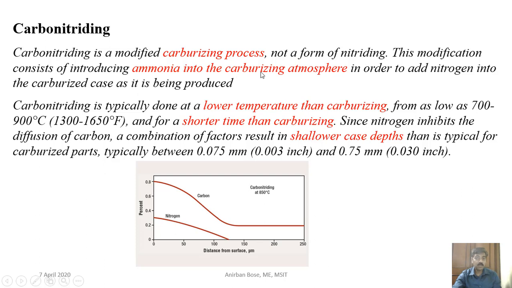Ammonia is added into the carburizing atmosphere so that some nitrogen can get into the surface. The temperature is lower than carburizing, 700 to 900 degrees centigrade, because nitrogen helps in diffusing the carbon into the material, and the depth is shallower compared with the carburizing depth, and the time is shorter than the carburizing process. So here you can see the depth of the carbon and the nitrogen in a carbonitriding process.